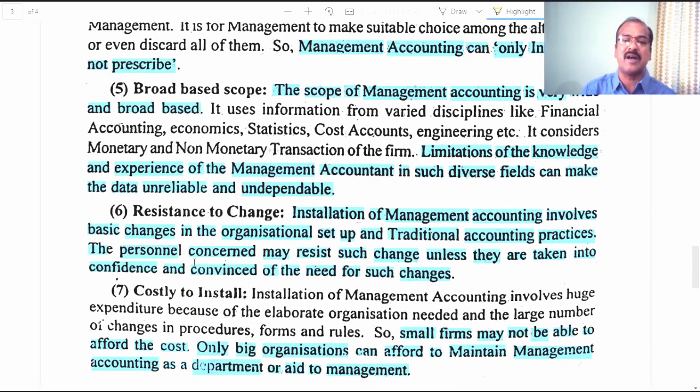The sixth limitation of management accounting is nothing but resistance to change. Installation of management accounting in an organization greatly involves a lot of changes to be made in the structure of the organization. The cooperation of the personnel of an organization is vital for the establishment of an effective management accounting system. If there is resistance on the part of the employees or personnel of an organization to the installation of management accounting, it would be a bigger challenge for the organization to move ahead with the installation and use of the management accounting system in its organization.